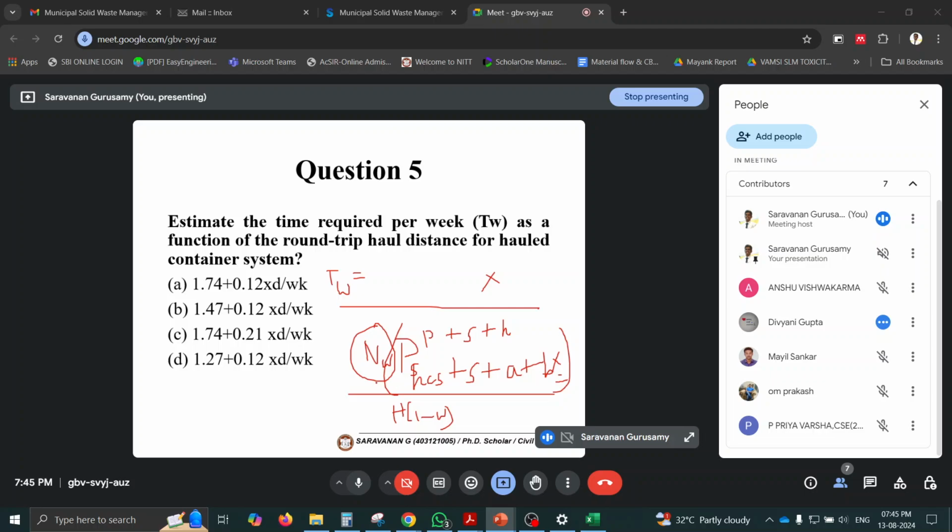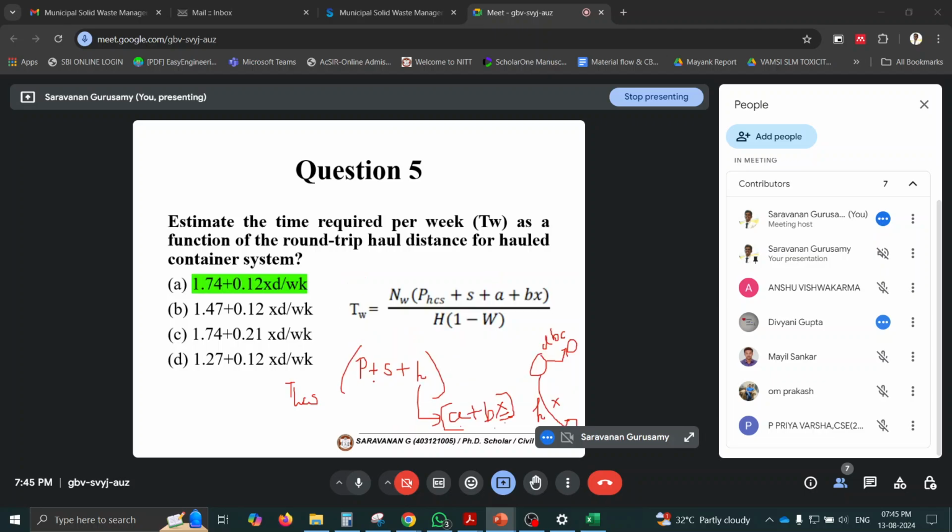Can you calculate? Is it coming as 1.74 plus 0.12x? The question is asked in terms of x only, because x is not given. Hope you got the answer. We will move on to the next question.